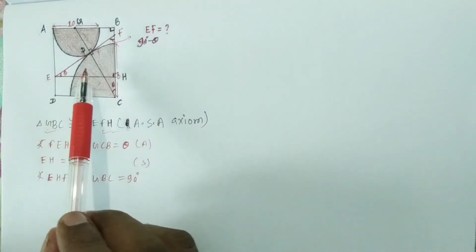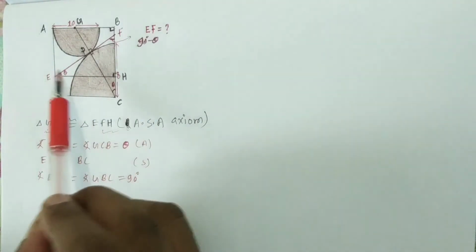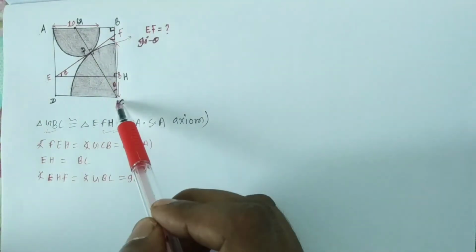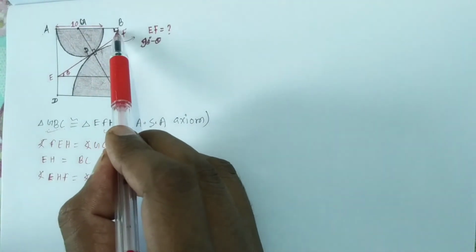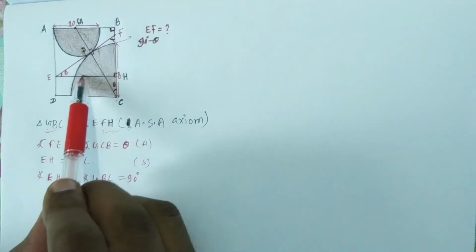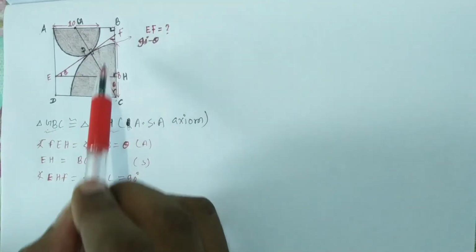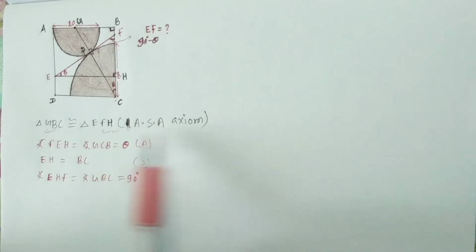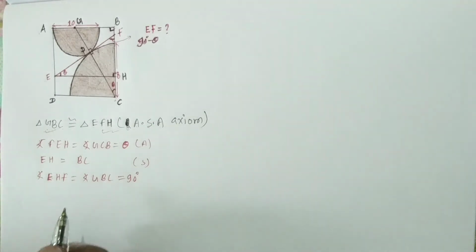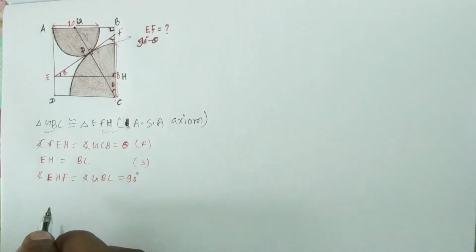Let's see again how these two triangles become congruent. This angle is equal to, we have this angle, and this side is equal to, we have this side in our triangle, and this angle is equal to, we have this angle. So angle side angle, here also angle side angle. By this axiom these two triangles become congruent. And if these two triangles are congruent, then the corresponding sides will be equal. Corresponding sides of these two triangles will be equal.